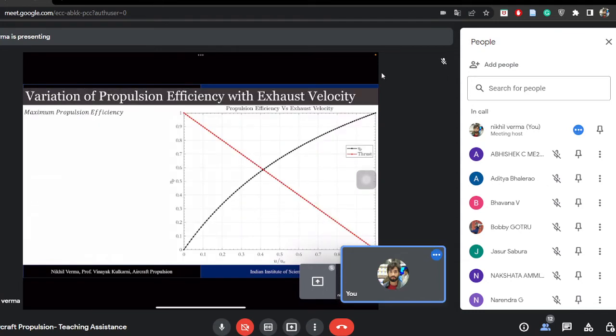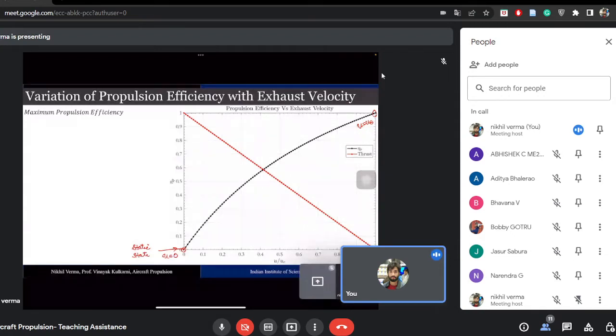So let us see how this propulsion efficiency varies with the flight velocity. Here the x-axis represents the flight speed divided by the exhaust velocity. At this point, the flight speed is equal to the exhaust velocity. At this point, the flight velocity is zero. So this represents the static state.